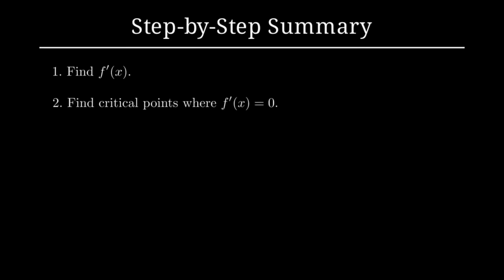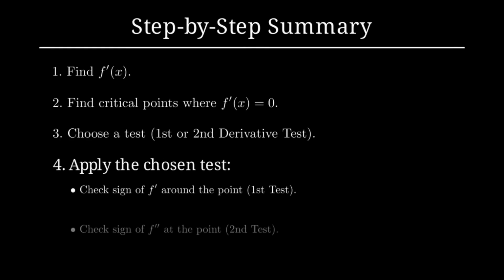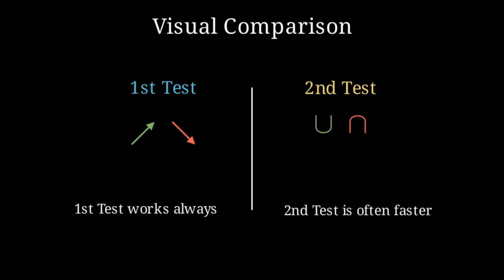To summarize the workflow, start by finding the derivative and solving for 0 to locate critical points. Then, choose the test that is easiest for your function, either checking the slope sign change or the function's concavity. The first derivative test is more universal as it works even when the second derivative is hard to calculate or equals 0. However, the second derivative test is often faster for simple polynomials and trigonometric functions.